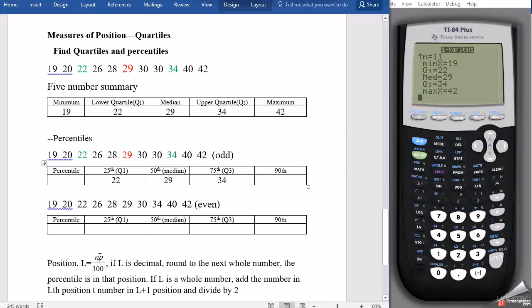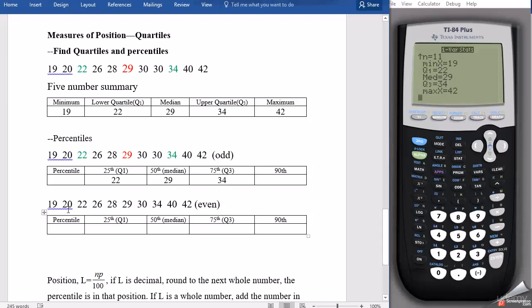L is equal to NP over 100. L is just telling us the position of the percentile. For instance, if we are looking for the 90th percentile of this data, we're going to find the position, which is equal to that. N is the number of numbers, and that's 11, times P is the percentile, which is 90, divided by 100.